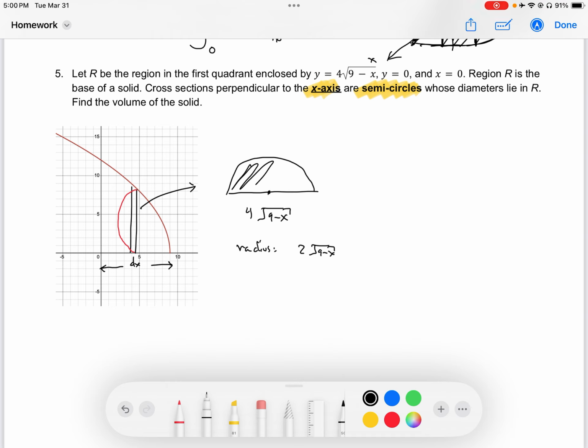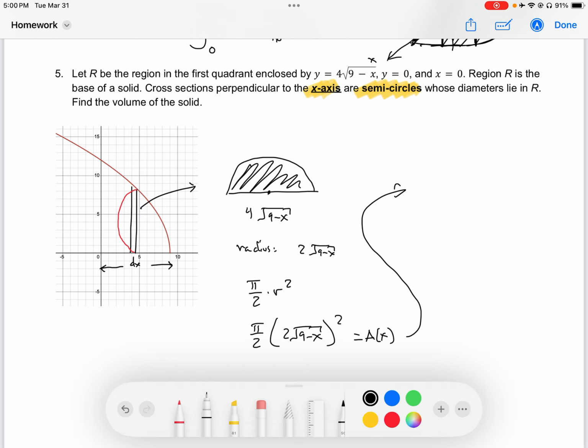So that means the area of this semicircle is pi halves times r squared. Why is it pi halves and not pi? Because it's a semicircle. It's not a circle. It's half of a circle. So that is going to be pi halves times 2 root 9 minus x, all squared. That is our cross-sectional area.